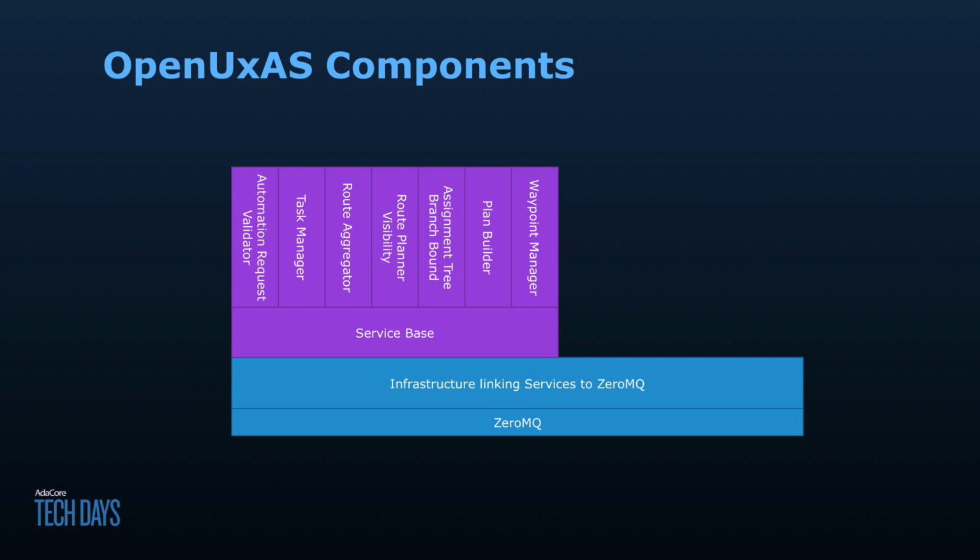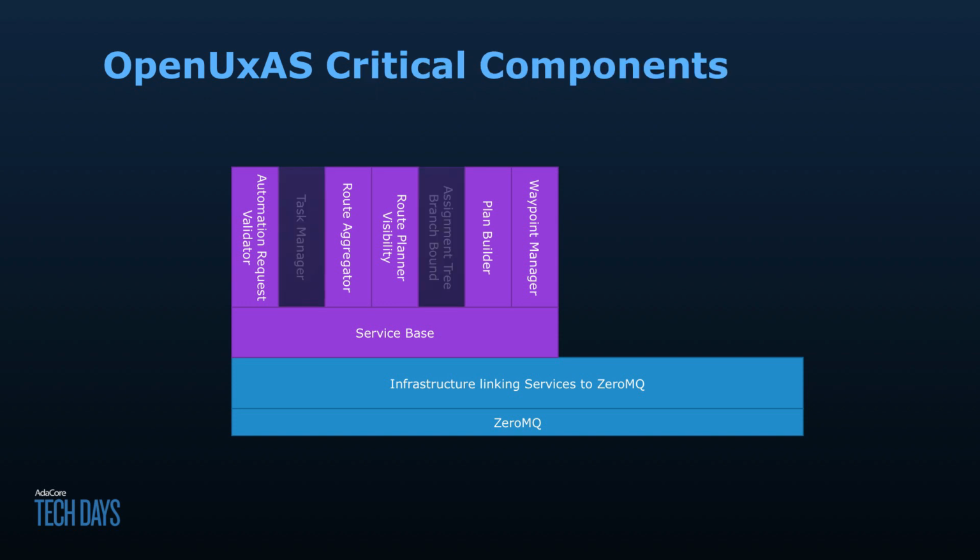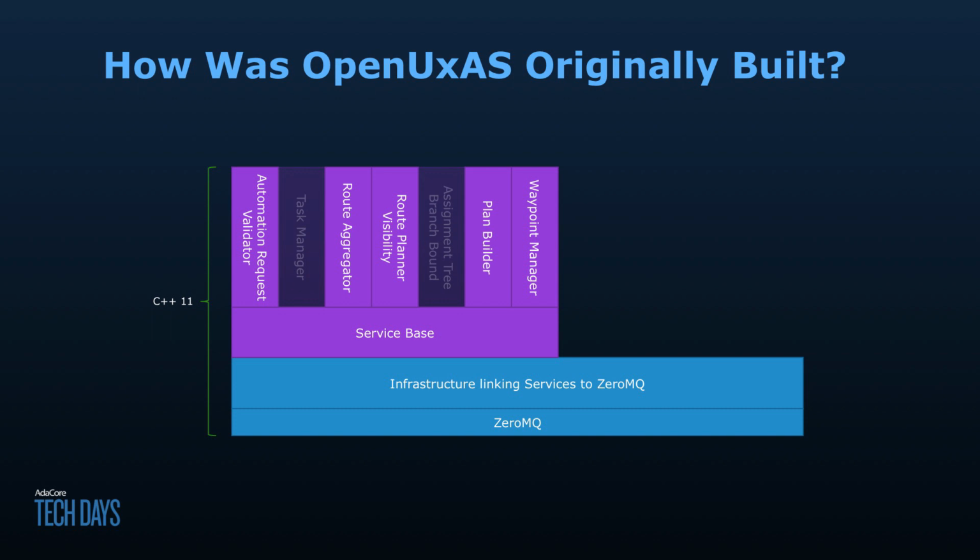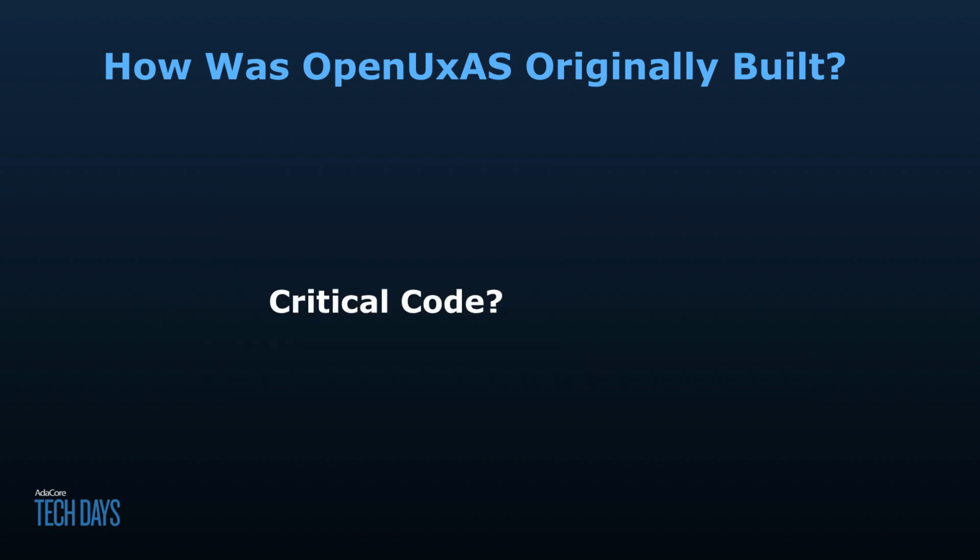So if we look at the way OpenUXAS is built, if we consider these services and this underlying infrastructure, we might ask ourselves, which of these components are actually functionally critical? And the answer that we come up with is most of them. In fact, we could probably say it's likely to be all of them. Now we might follow up, okay, given that most of this functionality is critical, how was this originally built? And the answer is it was built in C++11. And I know what you guys are thinking. You're thinking, what? Critical code in C++11?